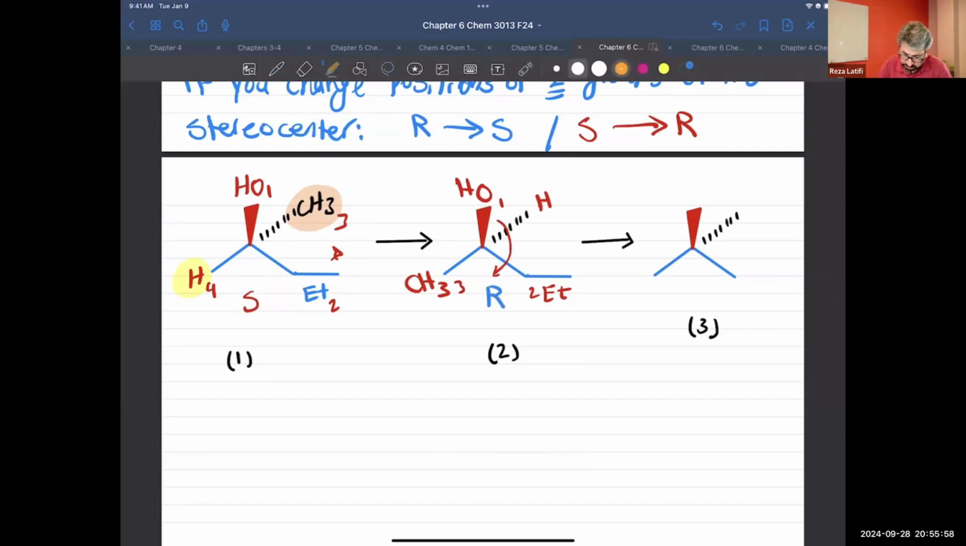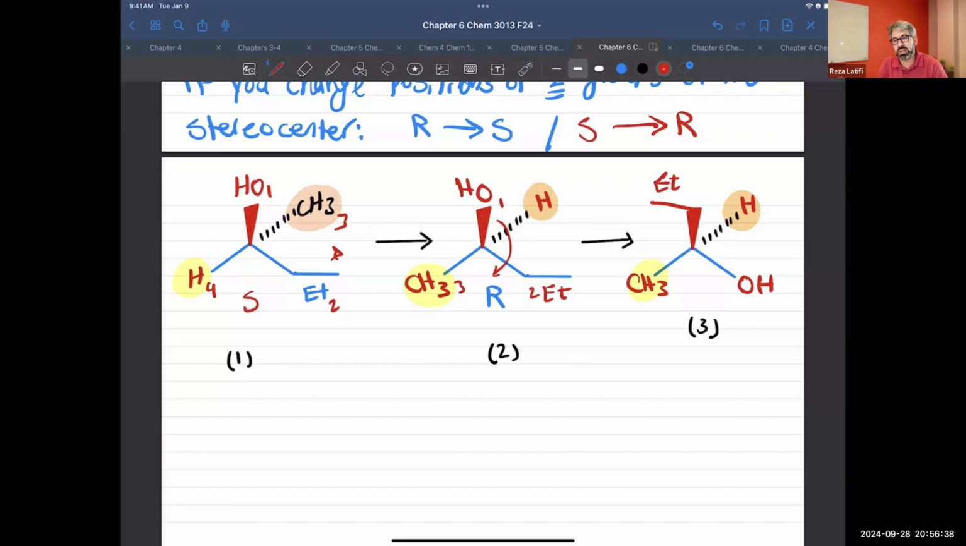Why? Because we changed the position of 2 substituents, hydrogen with methyl. Now keep those two in their position, so don't change hydrogen and methyl. Hydrogen is going to be here, and methyl is going to be there. Now change the position of OH with the ethyl. So OH is going to go down here, and the ethyl will go there. That's going to be ethyl.